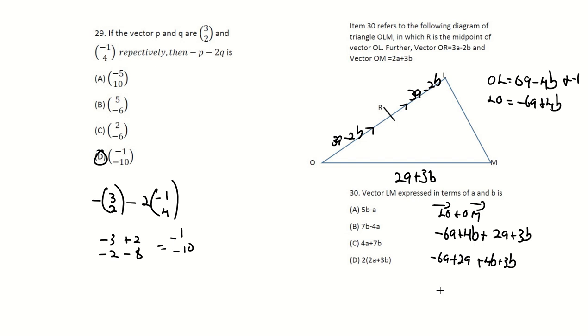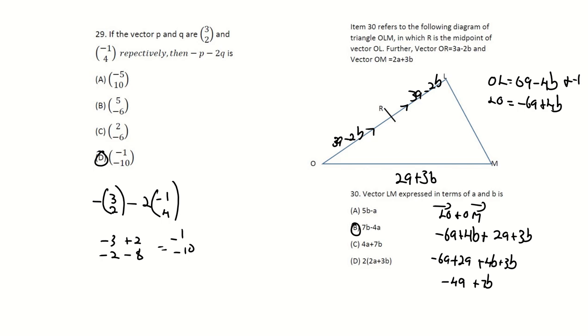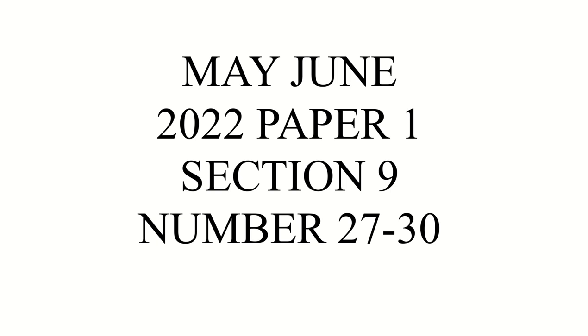This is negative 4A, and 4 plus 3 is 7B. So it would be 7B minus 4A, and the answer is B. And that would be the end of January 2023. Now we're going to go into May, June 2022.